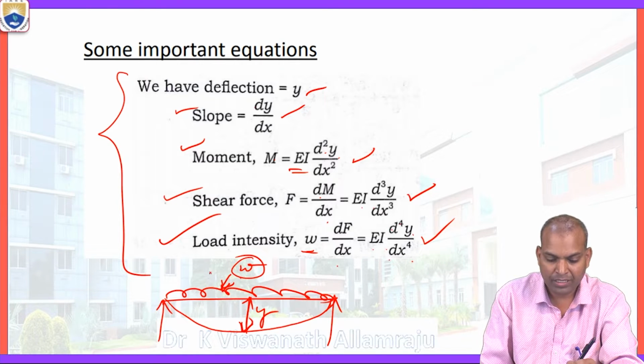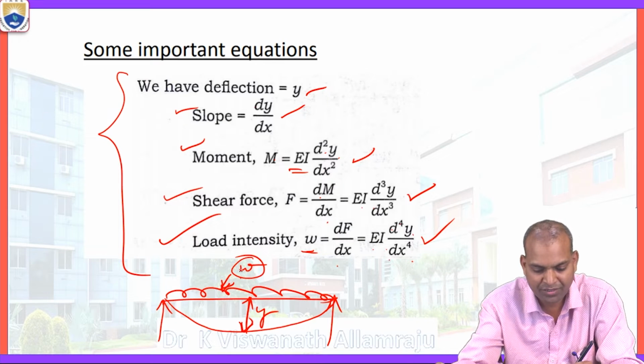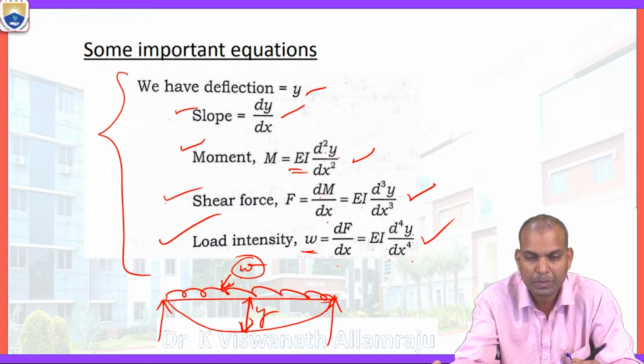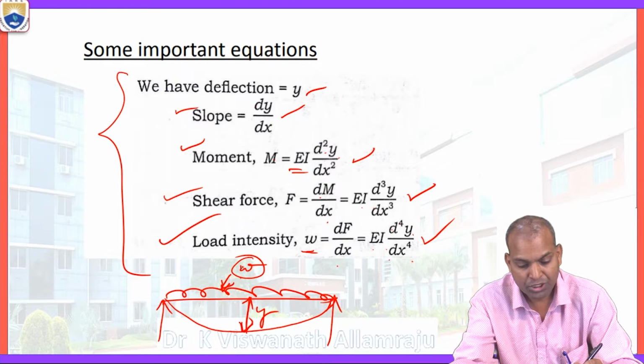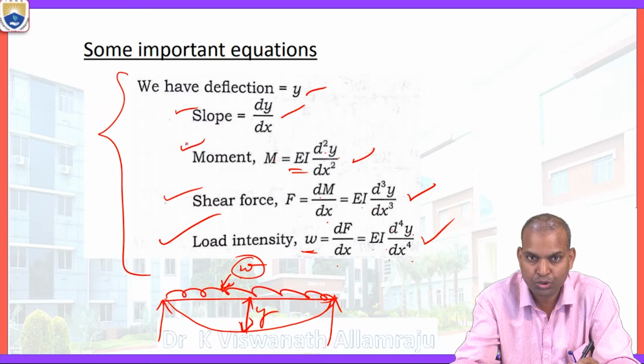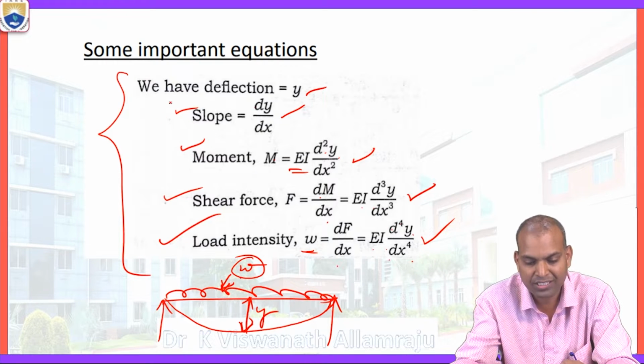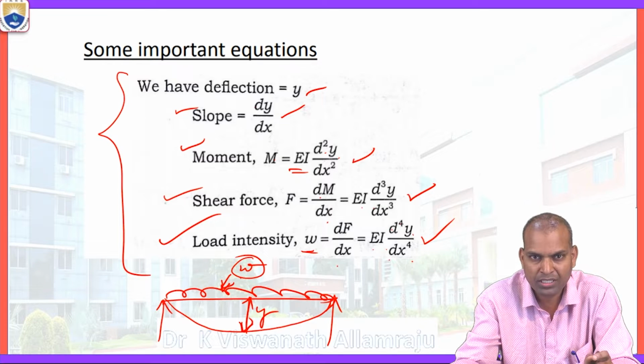First, because of this UDL, because of the intensity of the load, what will happen? It causes the shear force and bending moment in the section of the beam. The shear force and bending moment cause the slope and the deflections. That is the meaning of these relations. The input is the load.